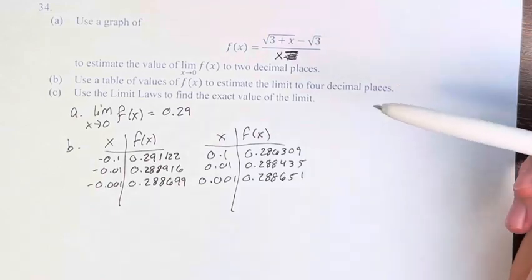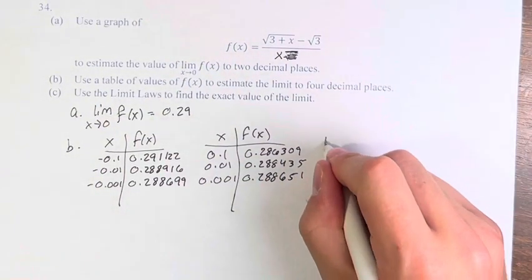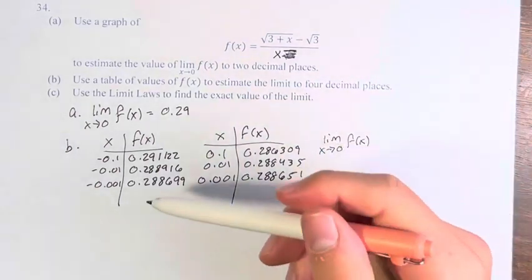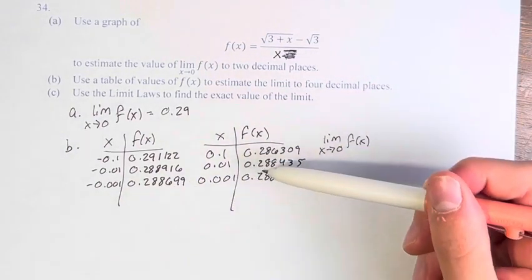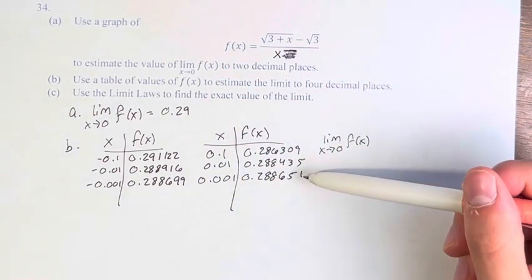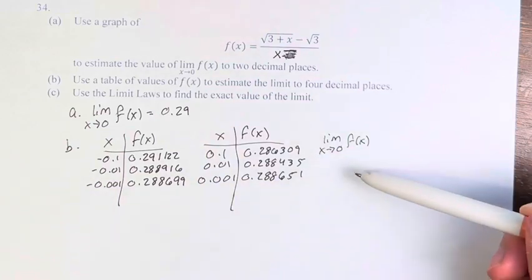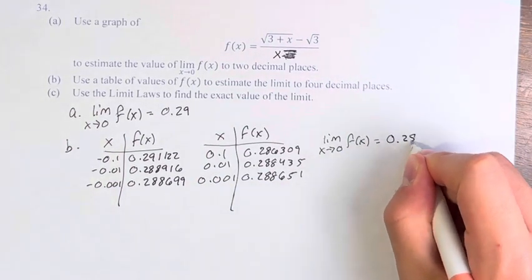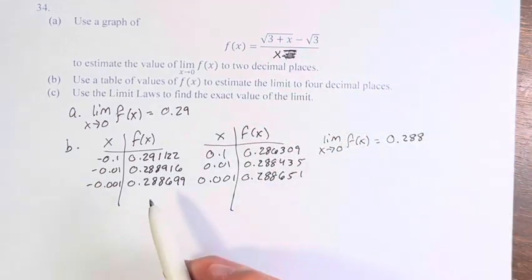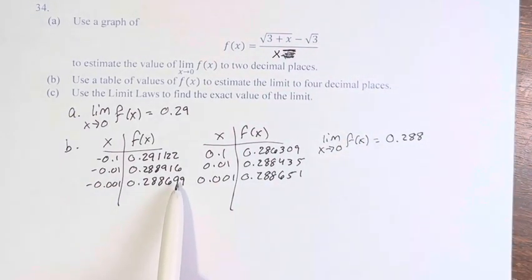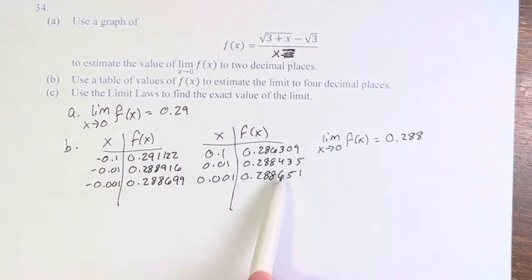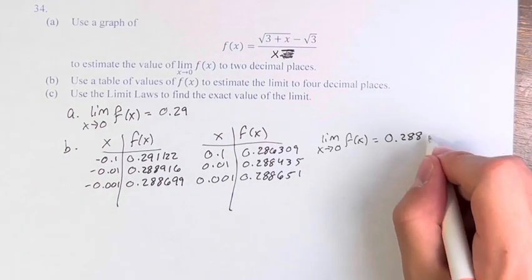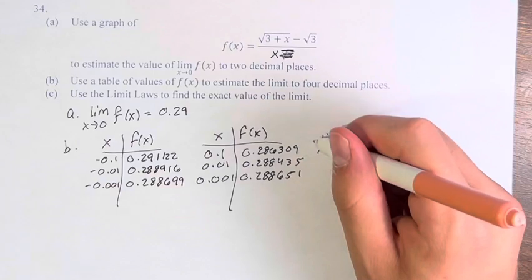And so we're estimating this to 4 decimal places. And we can see it's between 0.288699 and 0.288651, because these are the closest values to 0. Therefore, it's equal to 0.288. Then the last decimal is a 6, but we're going to have to round up, right? Because it's going to be 0.67 or something like that. So it's rounded up to a 7.